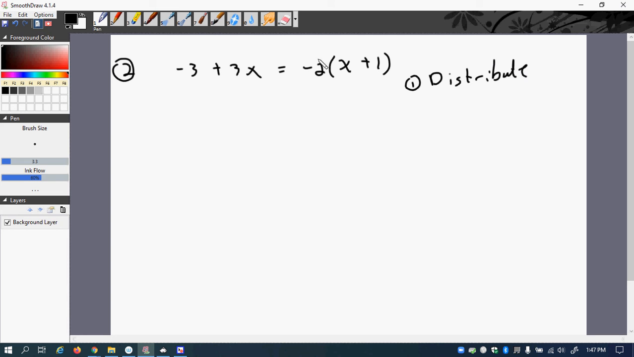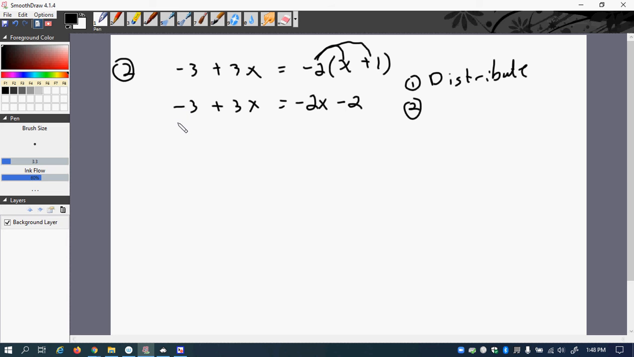Okay? So negative 2 times x is negative 2x. Negative 2 times positive 1 is negative 2. We bring down the other part, so we do not touch it. So now we have to move x's together and numerals together. So multiple choice. You could move the negative 3 and 3x, or the negative 2x or negative 2. So you choose. Okay. I am going to choose the negative 3.